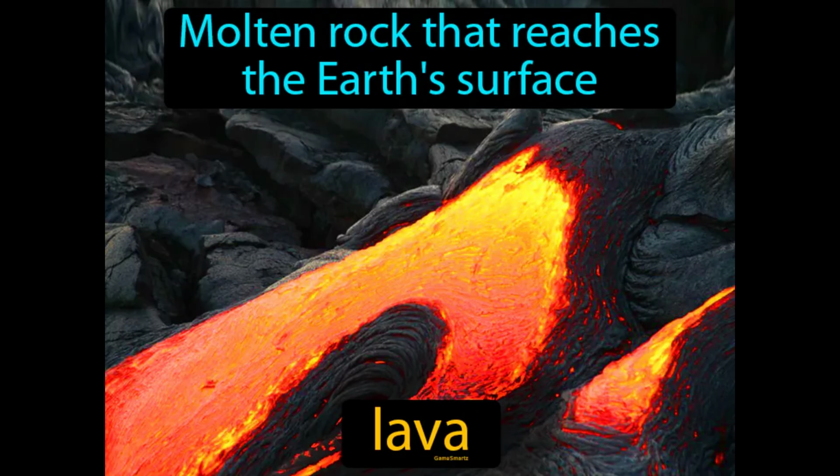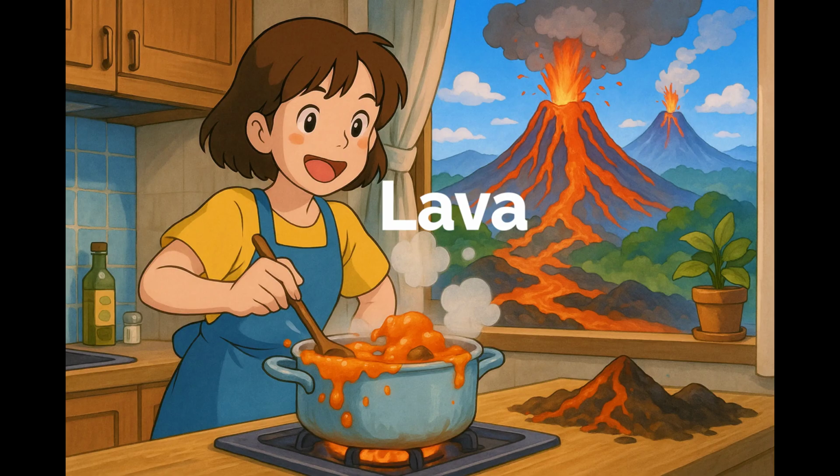Molten rock that reaches the Earth's surface. Lava. Lava is hot liquid rock that flows out of a volcano during an eruption. Imagine a pot of soup on the stove, simmering gently, and as it heats up, bubbles start to rise and occasionally spill over the edge. This is similar to how lava behaves, as it is molten rock that rises from deep within the earth and spills out when it reaches the surface.